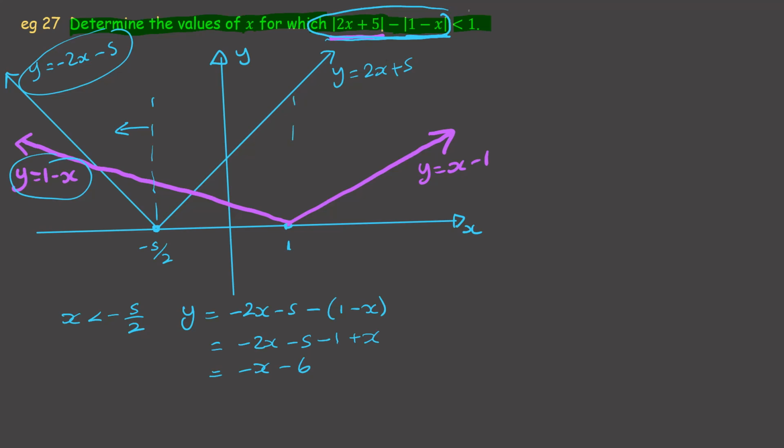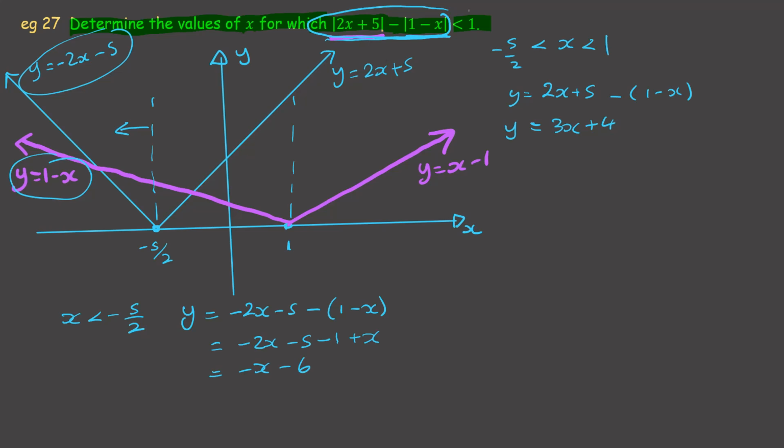Now let's go in between. So we are going to go x is more than negative 5 over 2, but less than 1. So in there we have 2x + 5, and we still have the 1 - x. So that is going to be 3x + 4.